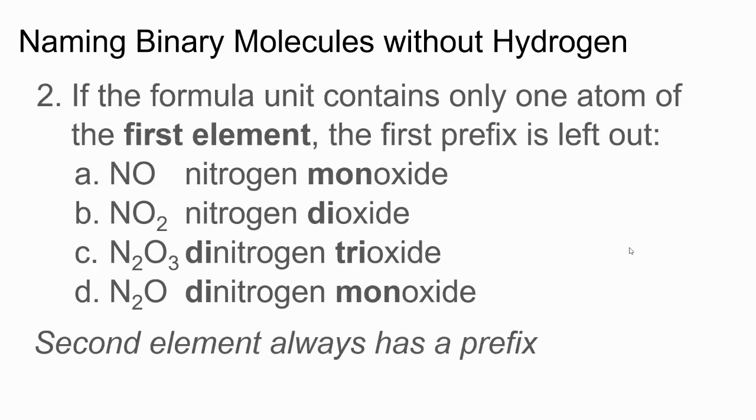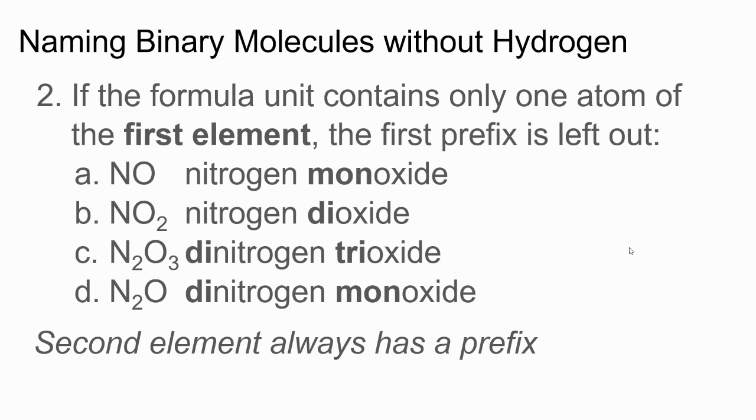Okay, here's the second rule. If the formula unit contains only 1 atom of the first element, the first prefix is left out. So we never use the prefix mono on the first element. Okay, so let's look through our examples. Here we have 1 nitrogen and 1 oxygen. So this is just nitrogen, not mononitrogen. This is nitrogen monoxide. And also notice we dropped the O on the mono. So the second element always gets a prefix. The first one only gets a prefix if it's more than 1.